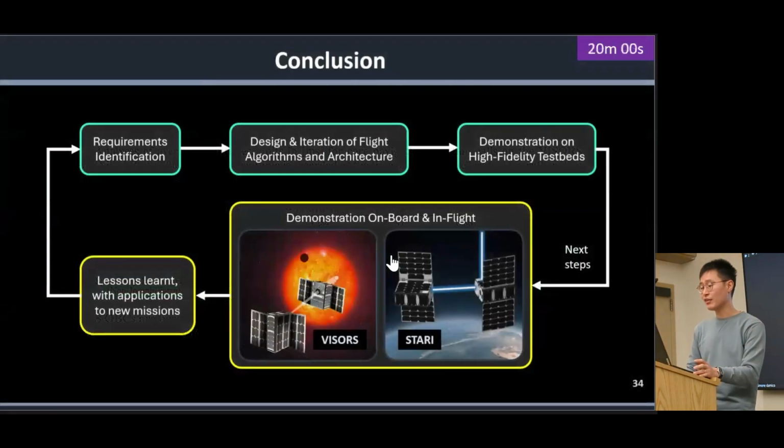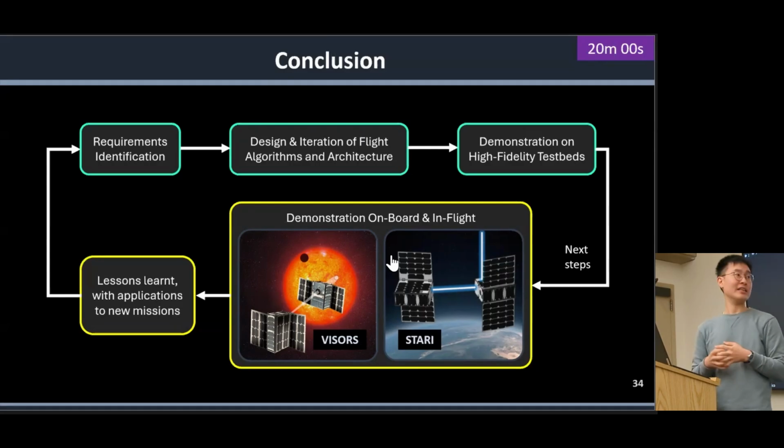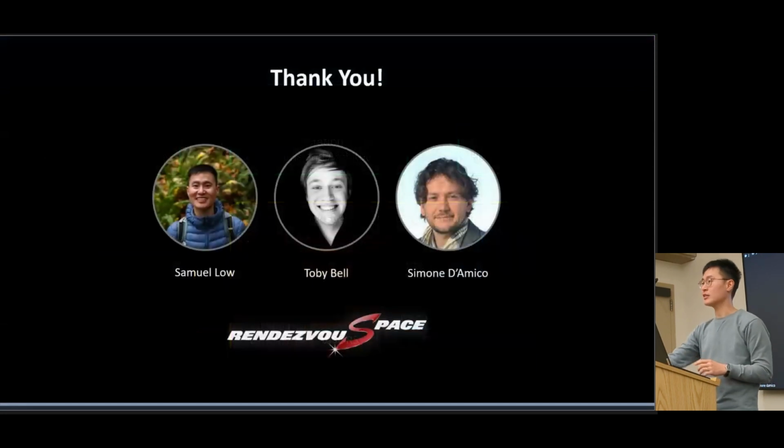In conclusion, we identified navigation requirements in this work, and we applied them to emerging distributed space system missions that leverage carrier-based differential GNSS. We demonstrate its performance on high fidelity test beds, and with upcoming on-orbit validation missions such as VISORS and SLARI, we aim for these lessons learned to directly shape the next generation of formation flying missions, so that we can close this learning feedback loop and share it with the wider community. And with that, I thank you for listening to my presentation.